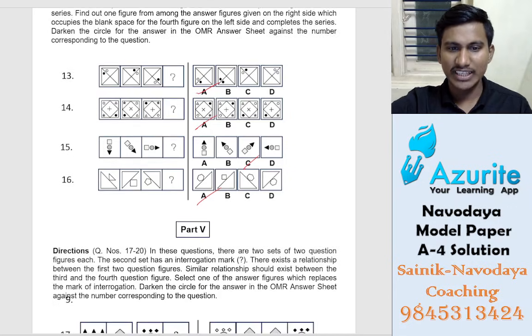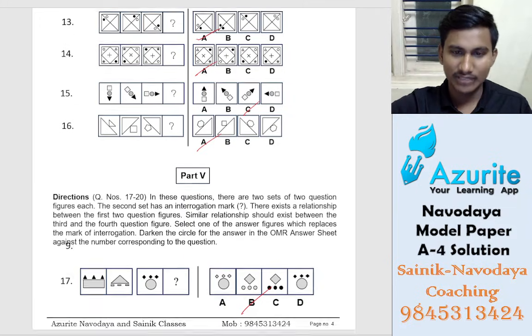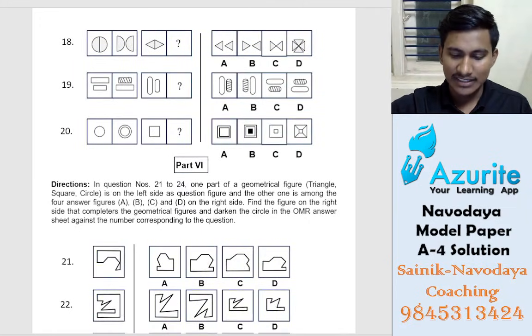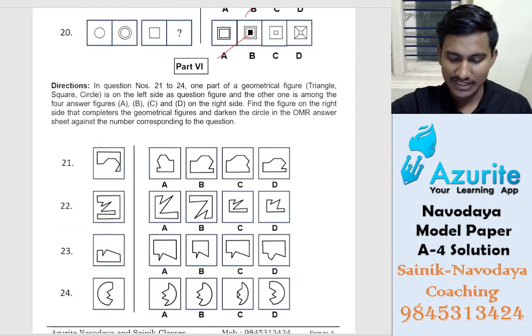Okay. So next is 17 answer is B here. Okay. And 18 is B, B, A, right? So 18 to 20. It is B, B and A. Now 21 to 24. Here B, C, C and B. Right? B, C, C and B.